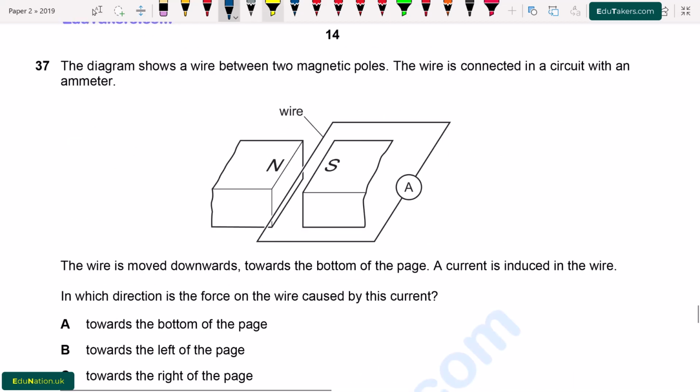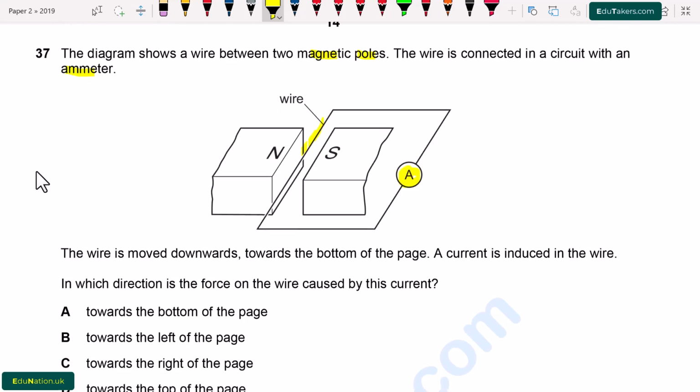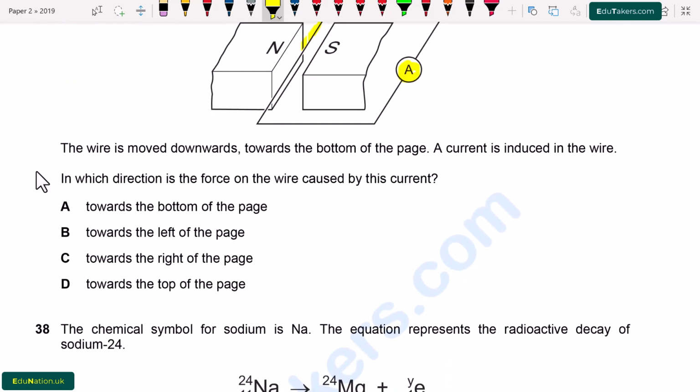Question number 37. The diagram shows a wire between two magnetic poles. The wire is connected in the circuit with an ammeter. There is a wire and it is connected with the ammeter. The wire is moved downwards towards the bottom of the page. A current is induced in the wire. In which direction is the force on the wire caused by this current? Option A. Towards the bottom of the page. B. Towards the left of the page. C. Towards the right of the page. D. Towards the top of the page.